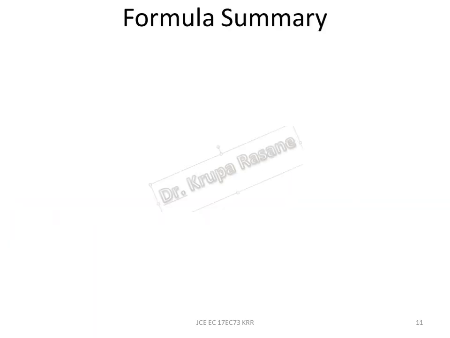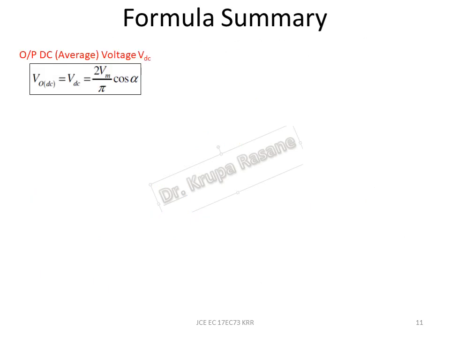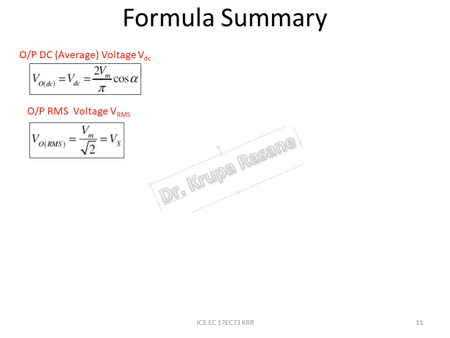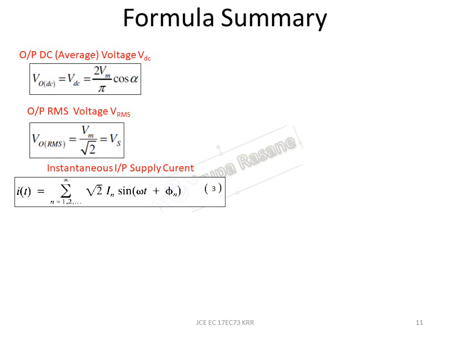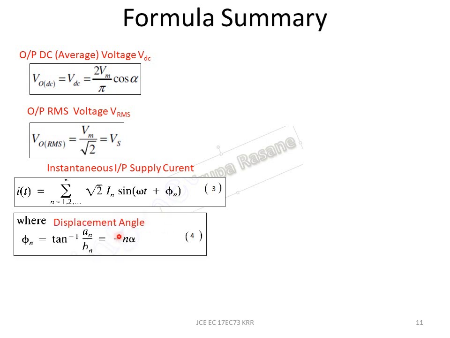So before going ahead with the problem, let us summarize the formulas that we learned. Output DC average voltage of a full converter V0 DC is 2 Vm by pi cos alpha. Next, output RMS voltage VRMS is the same as the input supply voltage, which is Vm by root 2. The instantaneous input supply current is given by I of t equal to summation of all the harmonics root 2 In sin omega t plus phi n, where phi n is nothing but the displacement angle, which is given by minus n alpha.